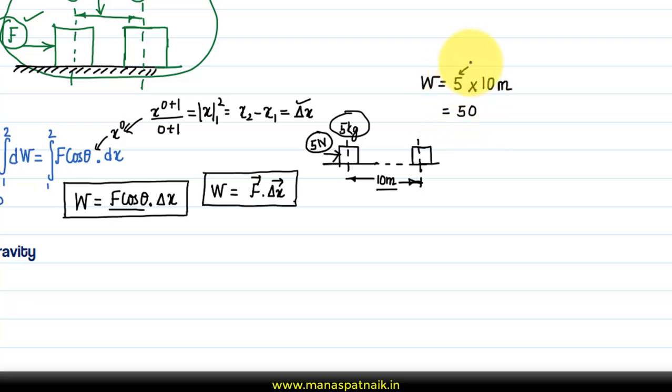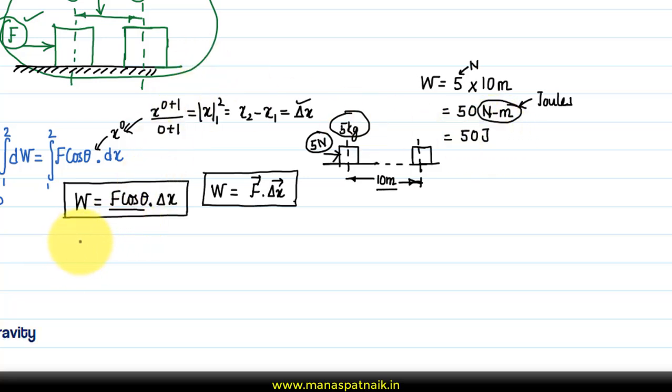Now this is having a unit of newtons, so this is working out as 50 Newton meters, and Newton meter collectively is written as joules. So remember this, work and energy both are having the same unit, so you can write this as 50 joules.